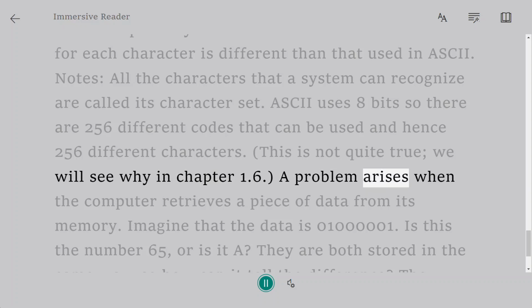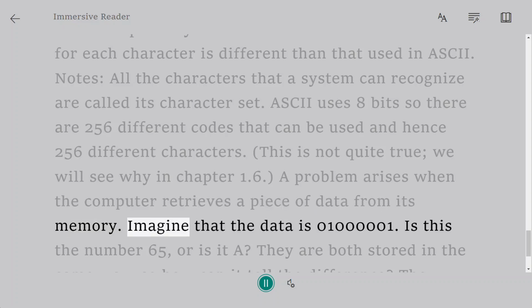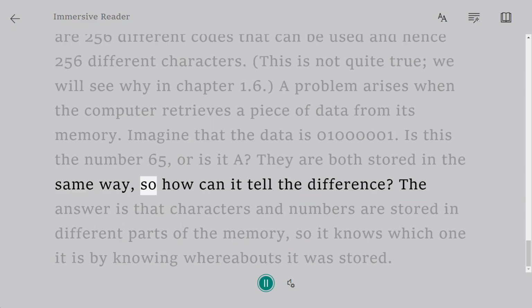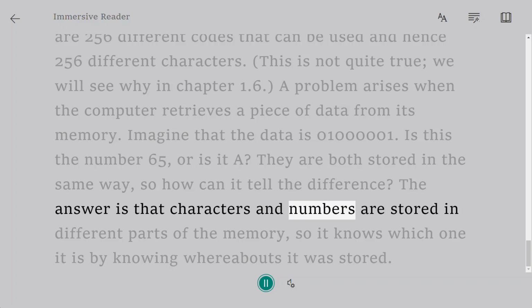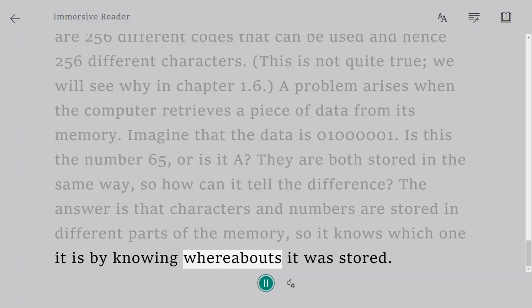A problem arises when the computer retrieves a piece of data from its memory. Imagine that the data is 01000001. Is this the number 65, or is it A? They are both stored in the same way, so how can it tell the difference? The answer is that characters and numbers are stored in different parts of the memory, so it knows which one it is by knowing whereabouts it was stored.